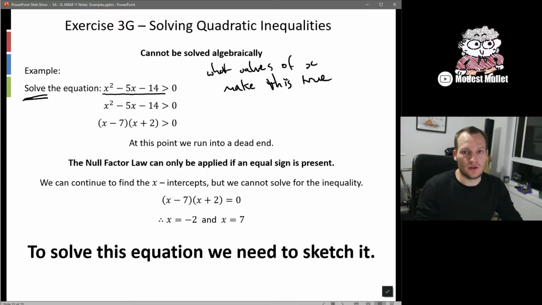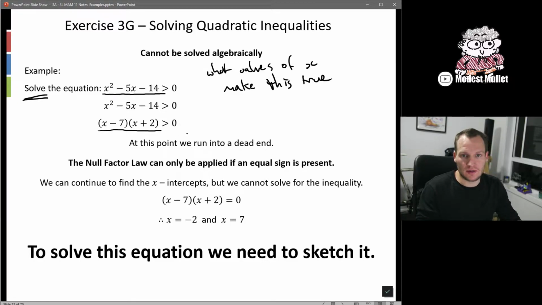Now we could try going about factorizing in the normal methods we use when we're solving an equation rather than an inequality. We start factorizing. In this case, we can factorize via inspection, and we get the bracket x minus 7 times the bracket x plus 2 is greater than 0.